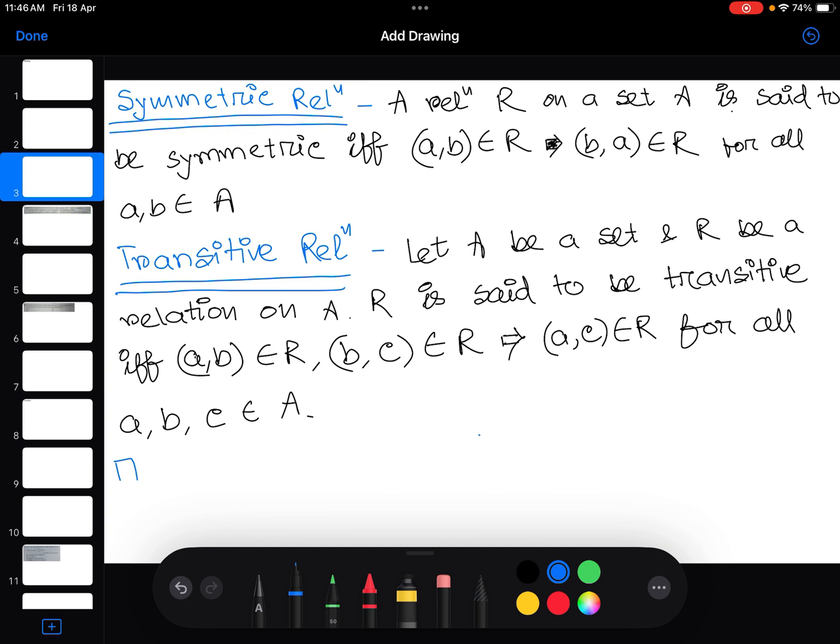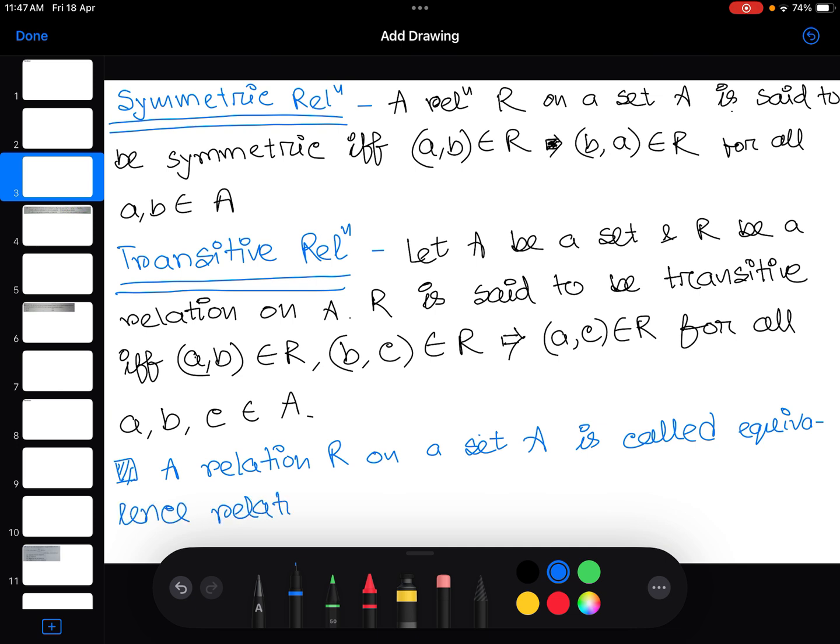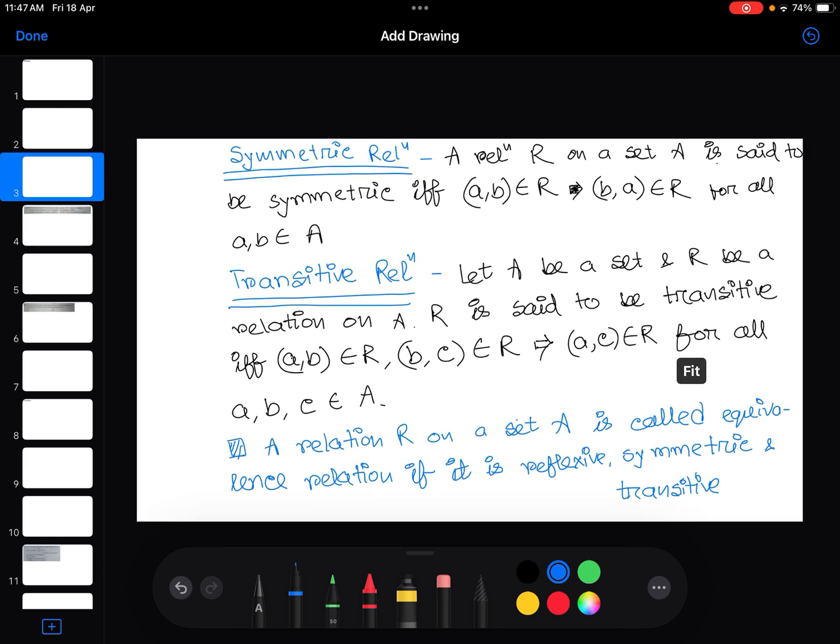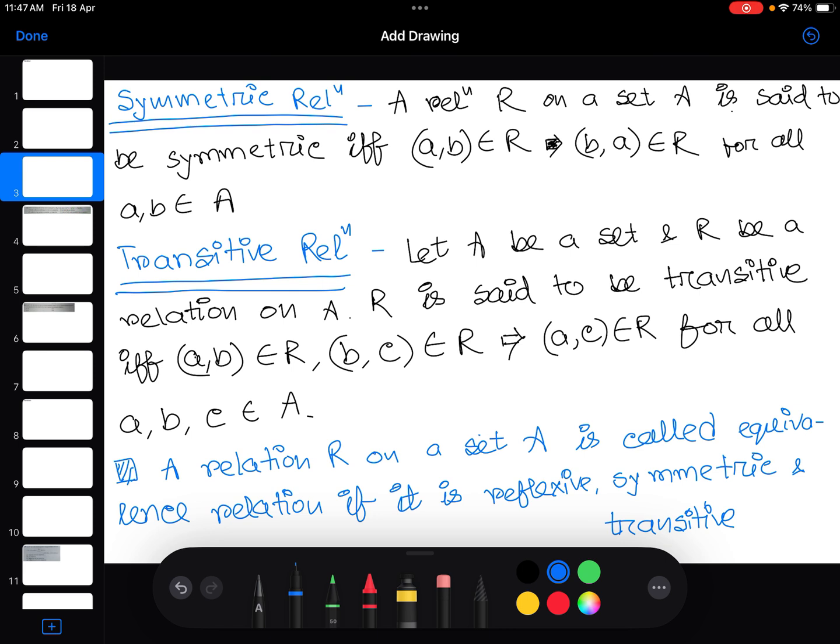And a relation, let us say a relation R on a set A is called an equivalence relation if it is reflexive, symmetric and transitive. Okay, so this is the definition part.